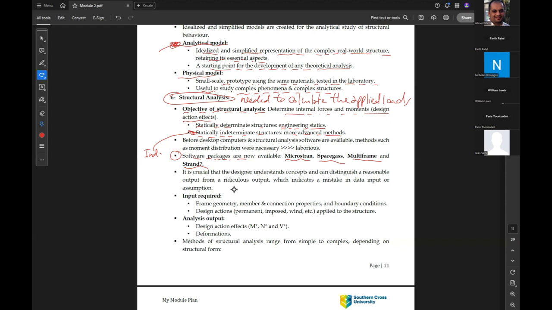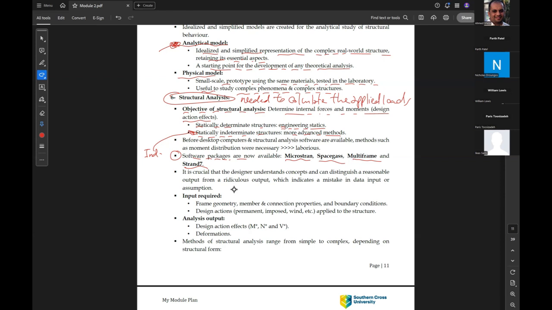Okay, thank you guys. So these are the software that are common in the Australian market, so they are used in consulting companies and so on for design.